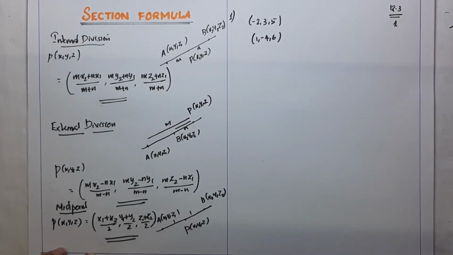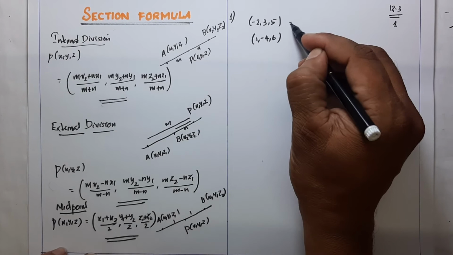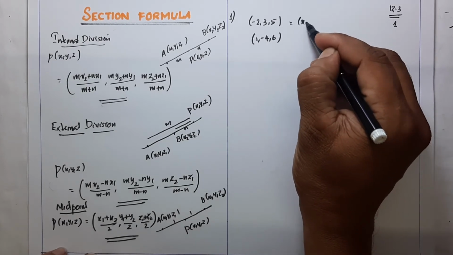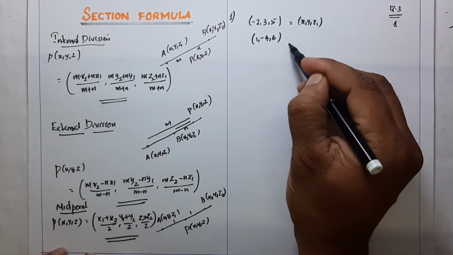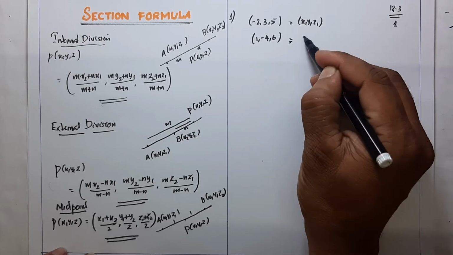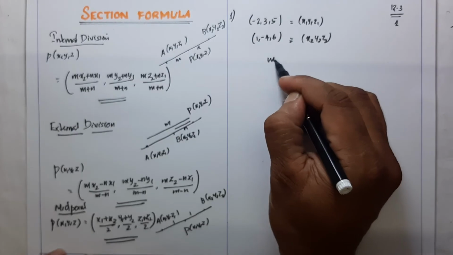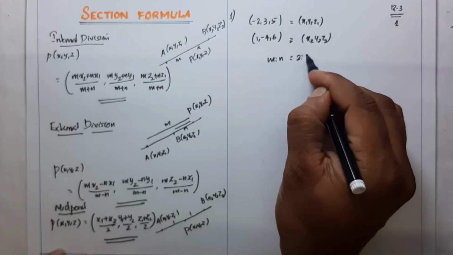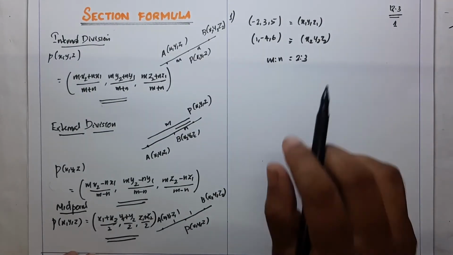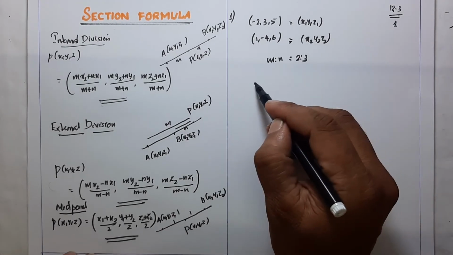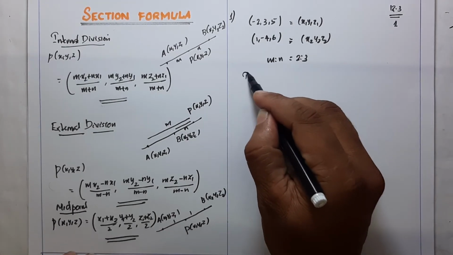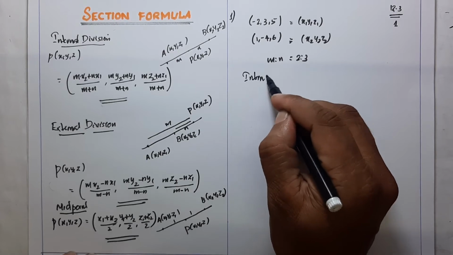The first question is internal division and the second question is external division. Here (-2, 3, 5) is considered as (x1, y1, z1), and (1, -4, 6) is considered as (x2, y2, z2). Also m:n is equal to 2:3. Okay, now we find it for internal division, and you know the formula for internal division.